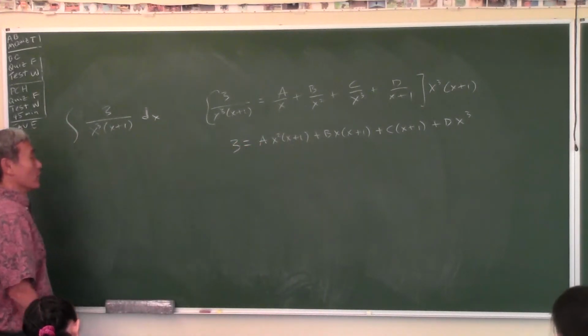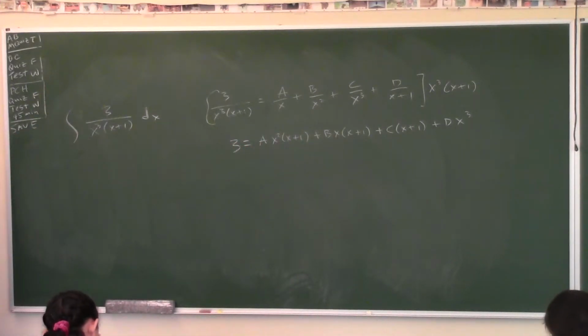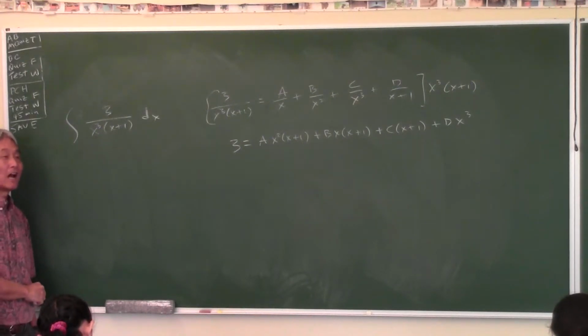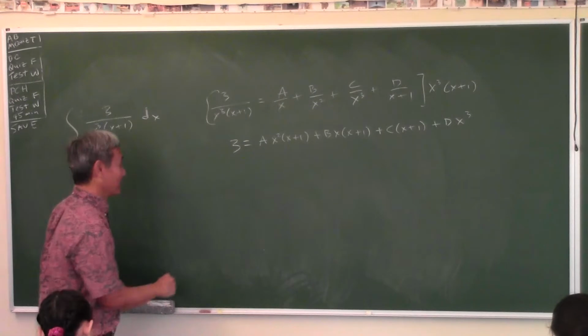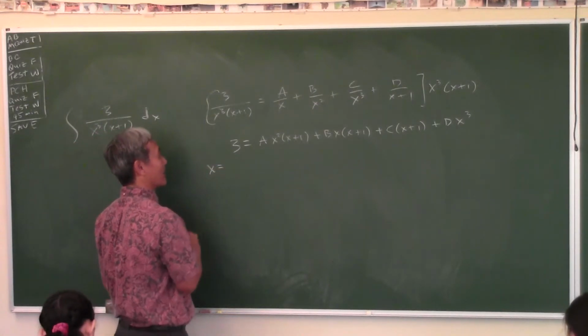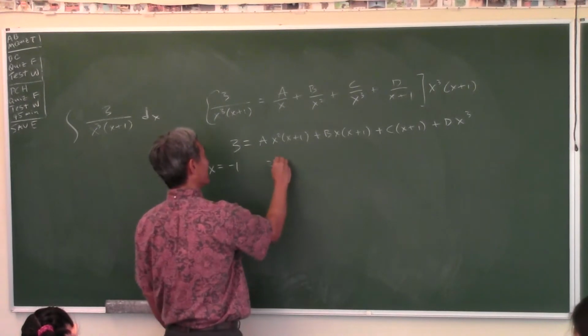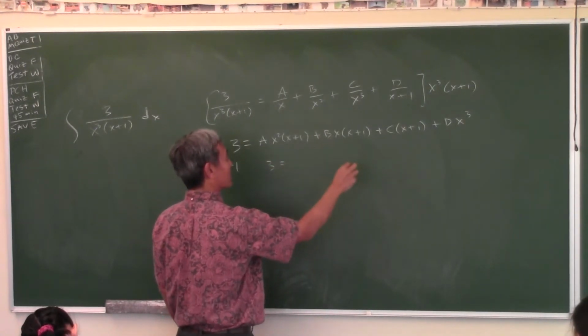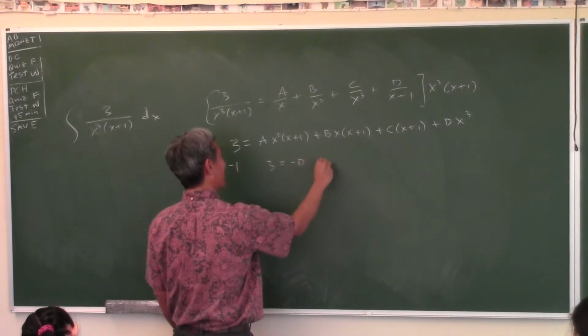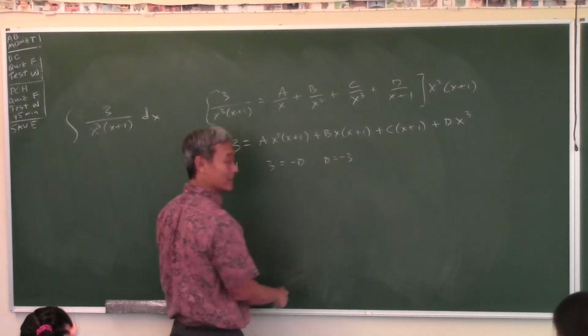Now what do you want to do? You want to equate the coefficients and solve 4 equations with 4 variables? Or do I want to use the Heaviside method? I think I want to use the Heaviside method. What would be a good number to plug in for x? Negative 1. If I do that, you get 3 equals 0 plus 0 plus 0 minus d. We just figured out d is negative 3.